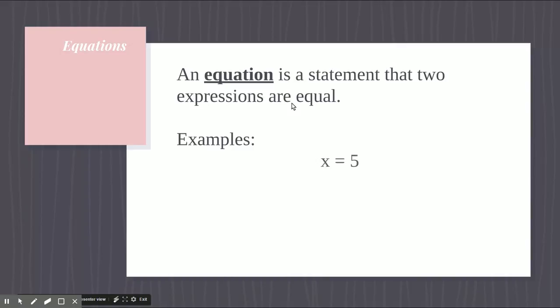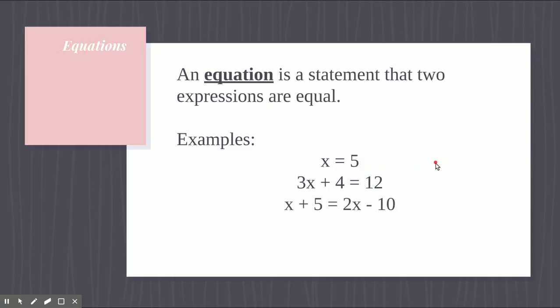Some examples of this include x equals 5. That's saying that whatever is on this left side is equal to whatever is on the right side. In the same way, 3x plus 4 equals 12. It's saying whatever is on the left side is equal to what's on the right side. So if I was trying to find out what the variable x was, it would have to be a number that allows 3x plus 4 to equal 12.